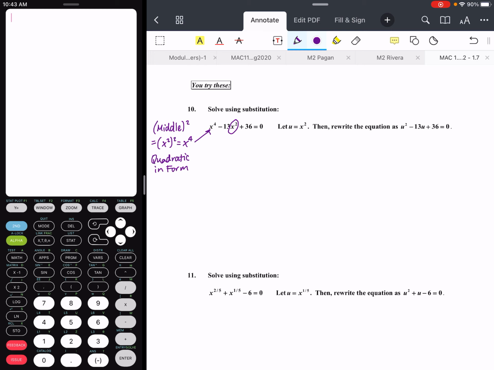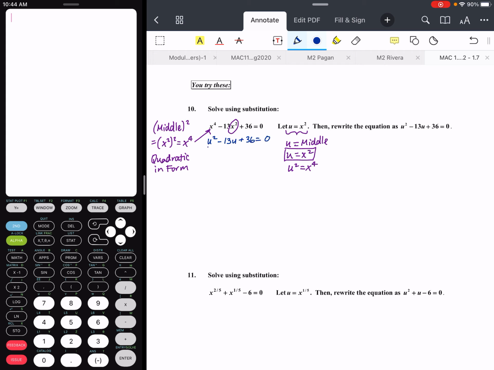So that allows me to write this equation, u equals x squared. So remember, I'm taking u and setting it equal to whatever my middle variable was. So in this case, u equals x squared. And by the way, if u equals x squared, then u squared would equal x to the 4th, right? So now I'm going to rewrite this equation in terms of u. I'm going to replace it with u squared minus 13u plus 36 equals 0.